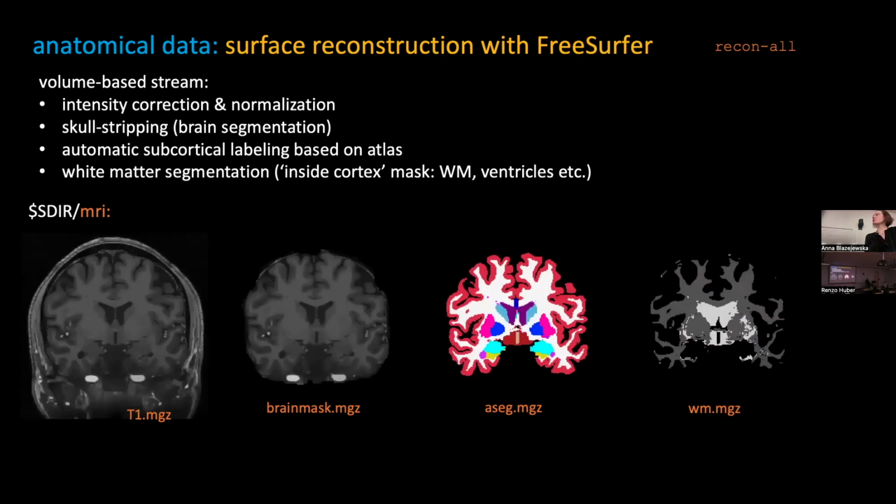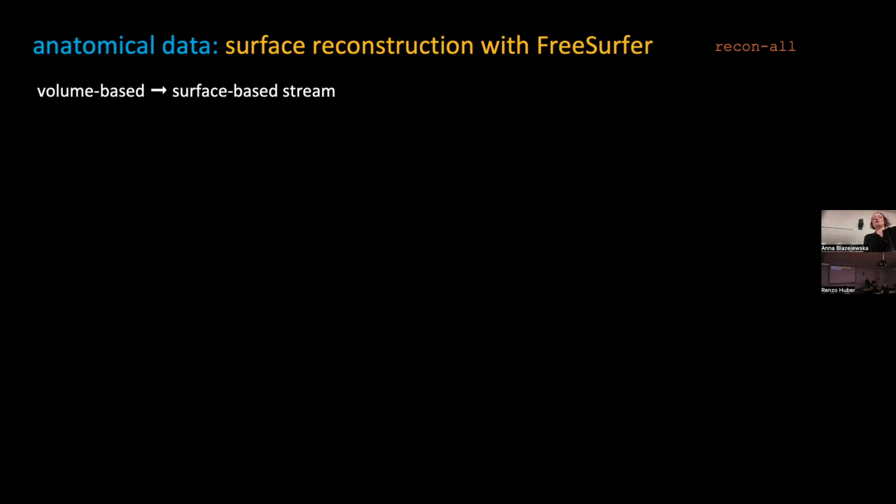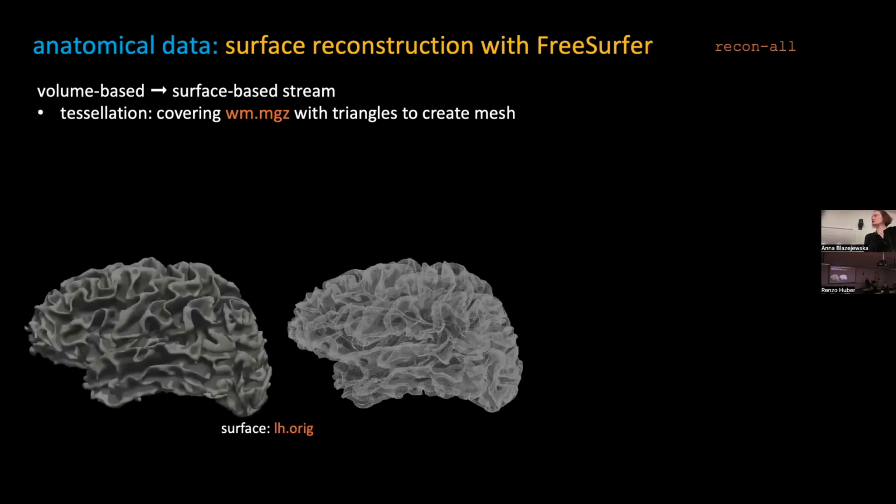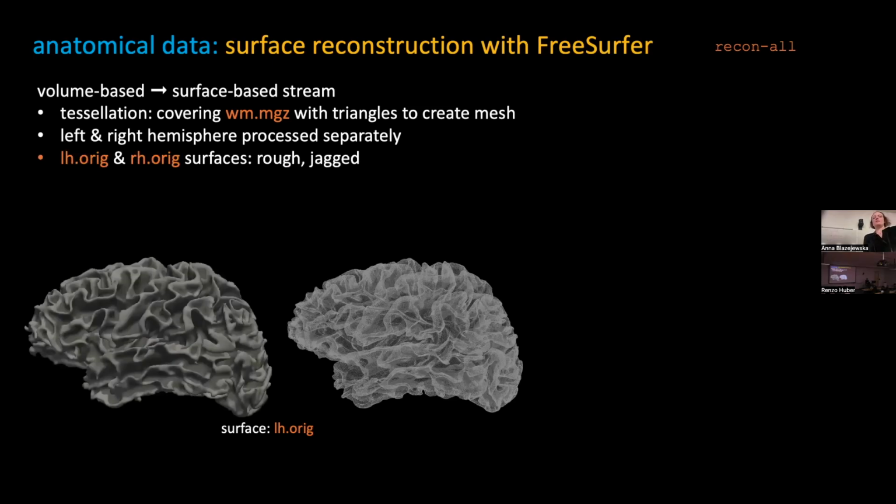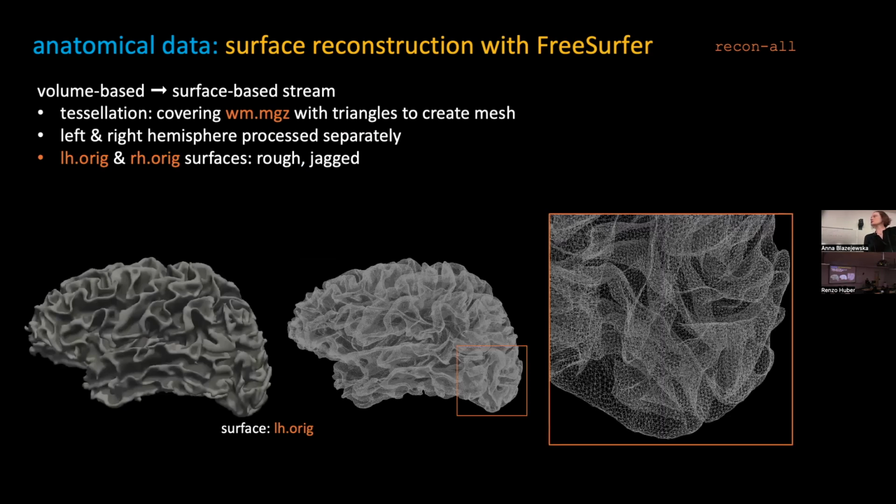This is an important volume because it is used for the transition from the volume-based to the surface-based stream. This transition happens by first covering this white matter volume with triangles to create a mesh, which is called tessellation. You can see here on the left we have a surface version of it, and on the right a meshy version of it. From now on, everything in this stream is done separately on the left and right hemispheres. But if you look closely and zoom in on the surfaces, they're rough and jagged and don't look all that good.